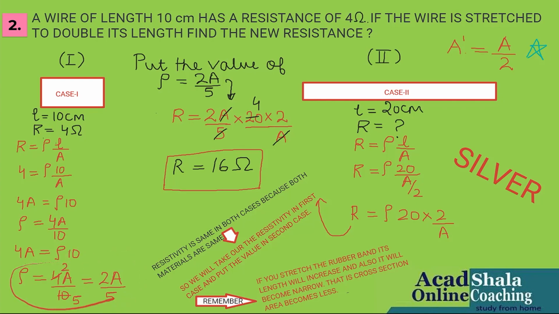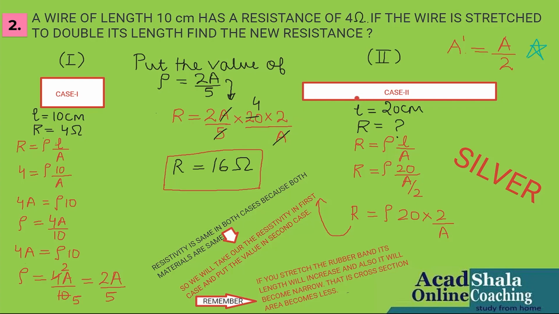Now I know the value of resistivity from the first case. I will pick up this value from the first case and put it in the second case. Why will I do this? Because in both the cases, the material is same, that is silver, and if the material is same, resistivity is also same. I am repeating this on and on because it is very important for the numerical. Children do it wrong and then the final answer comes out wrong.